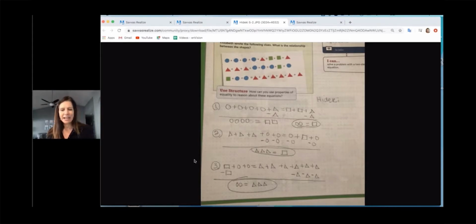And Hideki, I'm actually going to have you unmute and talk us through your rationale, step by step. How did you solve these problems? Why did you choose to solve it this way? What does each one of these shapes and equations represent?